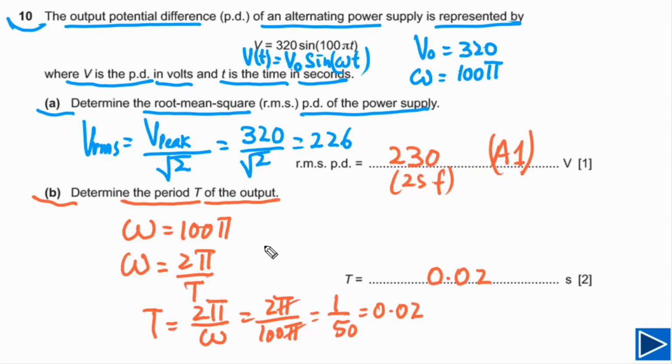This question has 2 marks. The 1 mark you will get if you have written omega is equal to 100 pi. So this is 1 mark, you will get the C mark. And the second mark is the answer mark. If you have got the right answer, you will get the second.